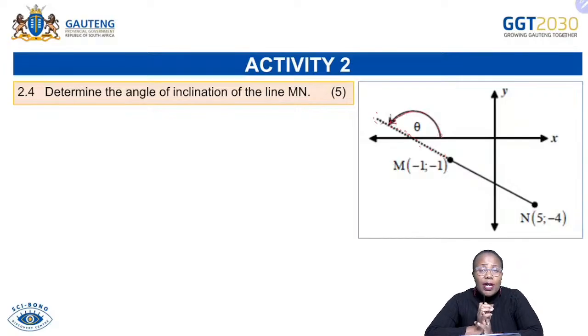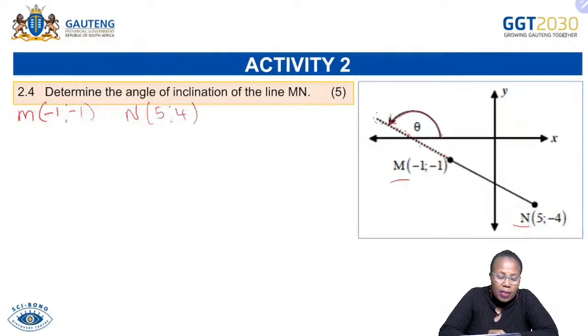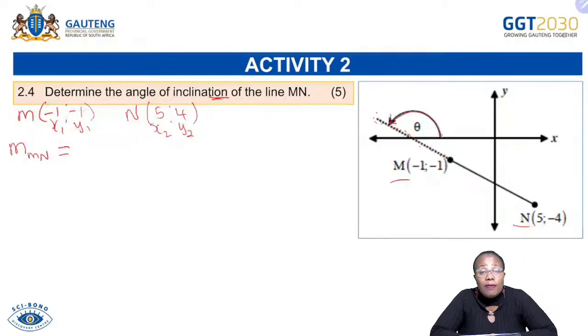But before we do that, we must start by calculating that gradient, because we do not have it, using the points M and N there. So we are using point M, (-1, -1), and the point N, which is (5, 4). This will serve as our x1 and y1, and the x2 and y2. So we will start by finding the gradient of MN, because we need that for inclination. No one will tell you, grade 12, that you need that.